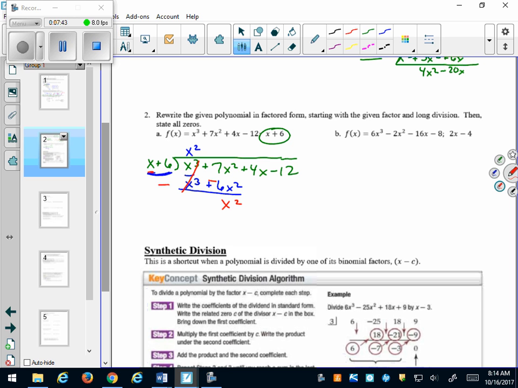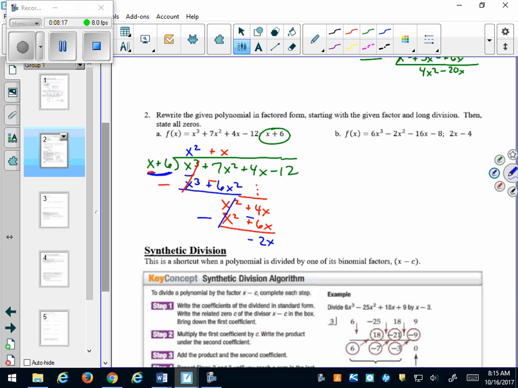Now again, first term into first term. But we have to bring down the next term. Just one term, right? So x goes into x squared, x times. Distribute and put your result here. X squared plus 6x. Now we want to subtract. First terms should always cancel.